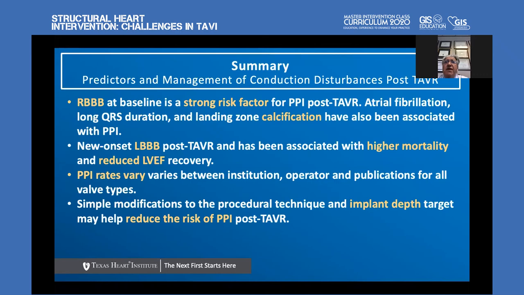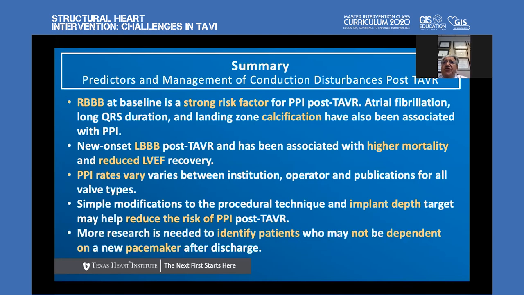Now, it has been shown, as we have seen publicly, that simple modifications to the procedural technique and the implant depth target may help reduce the risk of permanent pacemaker implantations post-TAVR. However, I think that more research is needed to identify patients who may not be dependent on a new pacemaker after discharge. And also, as we have seen in the challenging case presentation that was just shown before my presentation, it is still a challenge in certain scenarios, even for the most experienced operators, to accurately deploy the valve and avoid migration like it occurred in that challenging case presentation.